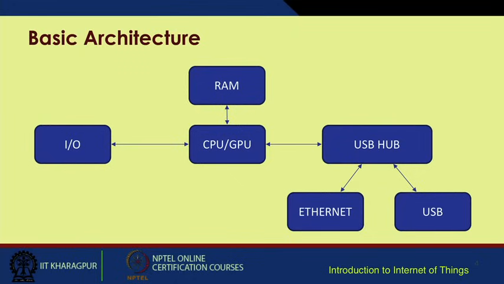So at the center you have a CPU or GPU. You have various input output ports connected to it. You have a RAM. You have a USB hub from which you can connect an Ethernet, as well as various USB ports to which you can connect regular USB devices. So in short, this thing is similar to your normal PC, right?